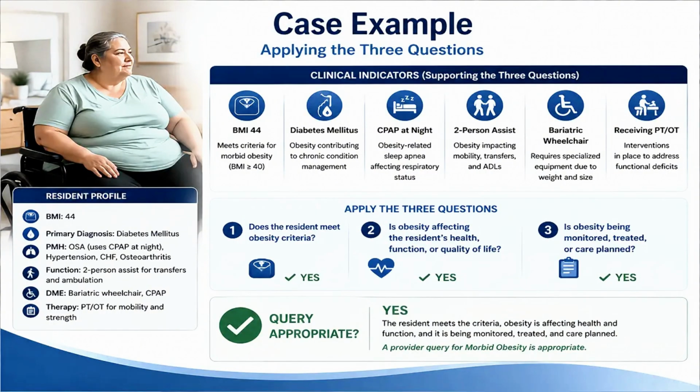In this case, the resident has a BMI of 44, diabetes, uses CPAP at night, requires a 2-person assist for transfers, uses a bariatric wheelchair, and is receiving both physical and occupational therapy services. Would a provider query for morbid obesity be appropriate? In this situation, the answer is likely yes. The resident meets the obesity criteria, and obesity appears to be affecting the resident's care, function, and treatment plan.